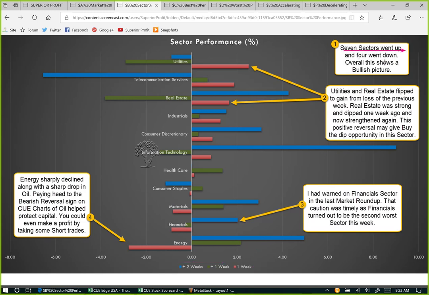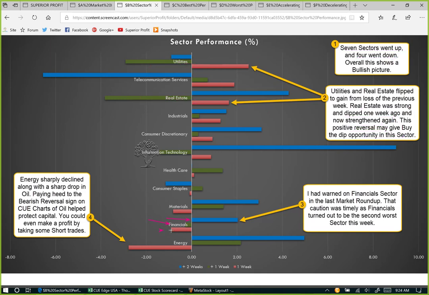This week, 7 sectors went up and 4 went down. Overall, this shows a slightly bullish picture. Utilities and real estate. The red bars are to the right of the zero line, so they both gained this week, whereas last week they both declined significantly. Therefore, we can see significant flip-flop from negative to positive in these 2 sectors. Real estate was strong earlier, it dipped 1 week ago and now strengthened again. This kind of pattern may give buy the dip opportunity in this sector.